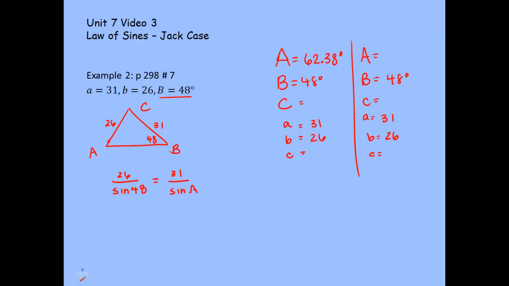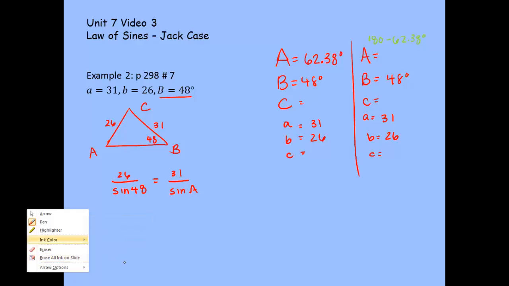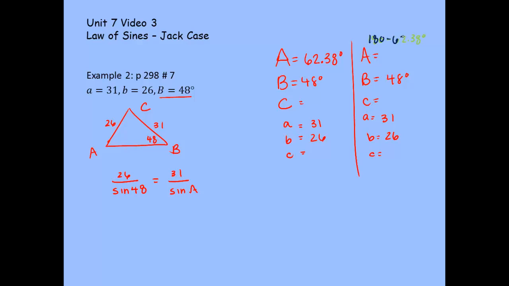In order to find the second possibility, I'm going to take 180 and subtract 62.38 degrees. And that's my second possibility for angle A, 117.62 degrees. I'm going to use the triangle sum theorem to add these up and subtract from 180 to find the missing angle. I'll do that on both sides of my situation.